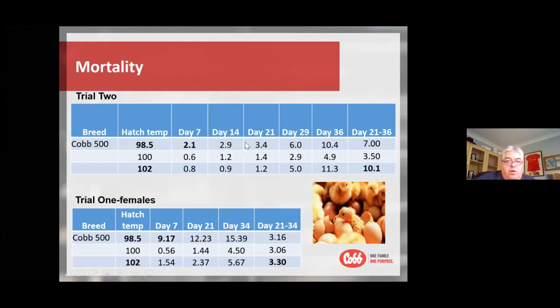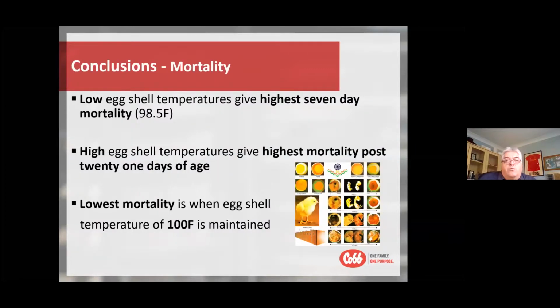Low temperature, you see here in the beginning, is the main problem, but later on, not so, it's still high, but not as bad as the high temperature. High temperature in the beginning is not so bad, but it is rapidly increasing post 21 days. And we've seen this on all our trials in the common correlation. So in conclusions to mortality, low eggshell temperature gives us the high 7-day mortality. And high eggshell temperatures give the highest mortality post 21 days of age.